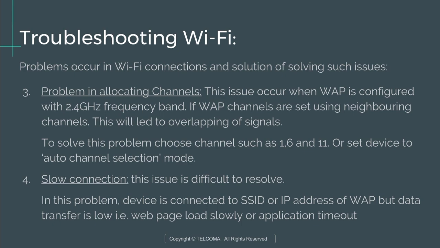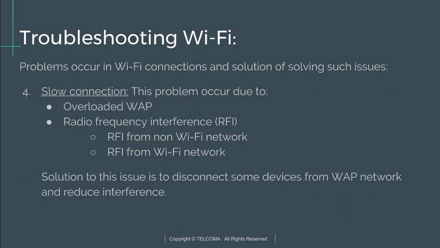The next is the slow connection. This issue is difficult to resolve because the device is connected to the SSID or the IP address of the WAP, but data transfer is slow. That is, we are loading the web page slowly and application timeouts occur. So this problem occurred due to an overloaded WAP, meaning we are connecting too many wireless devices to the WAP.